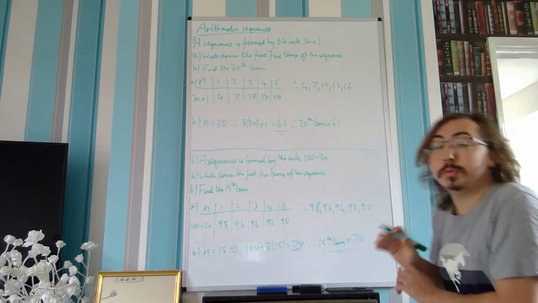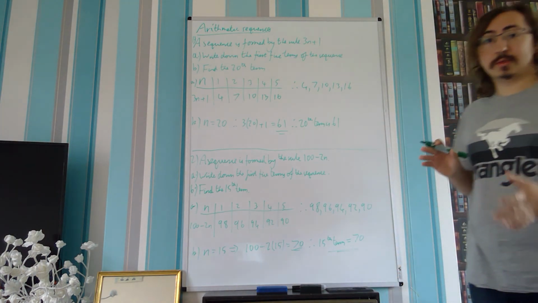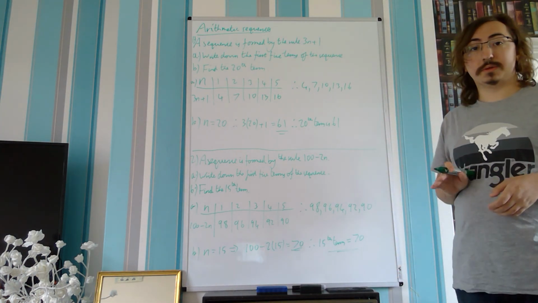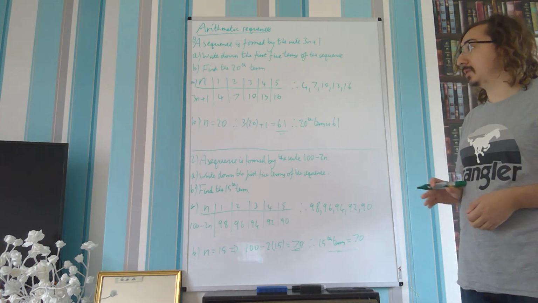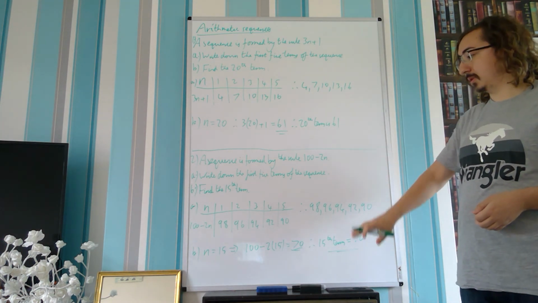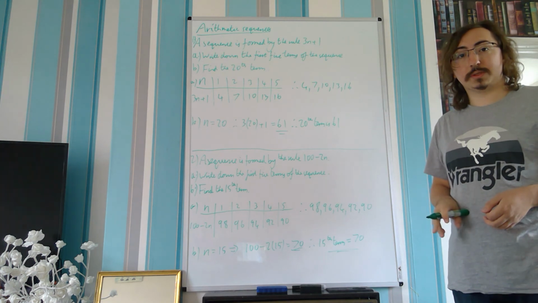And that's just a couple of examples of using the nth term to find the first 5 terms of 2 sequences, arithmetic sequences, and the 20th term and 15th term for the 2 sequences respectively.